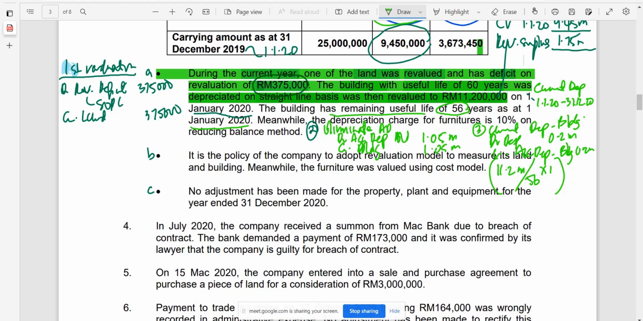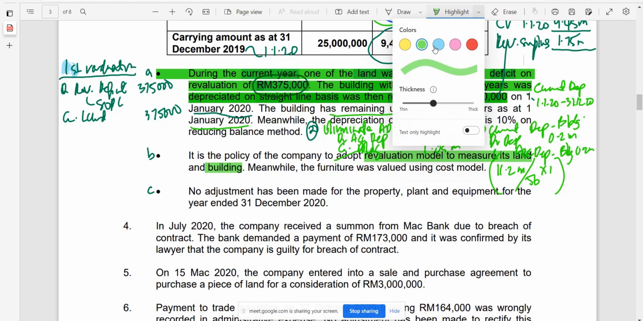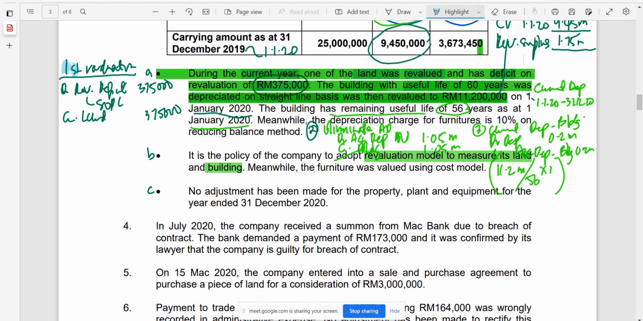And to double confirm what I just told you earlier, the revaluation model was adopted for the building, and the revaluation model here was used to measure land and building. On top of that, you are also informed the information regarding the item depreciation for furniture, which is using reducing balance method. So furniture was valued using cost model.